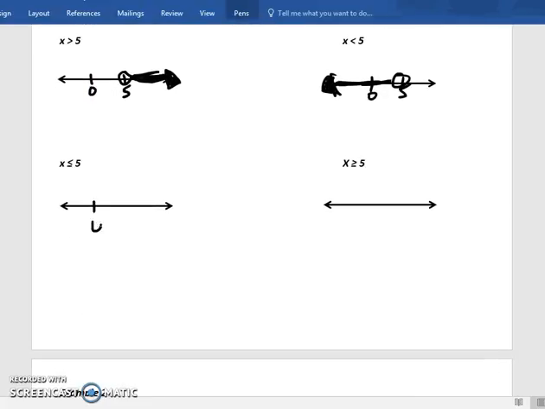Okay, so again, or equal to. So this time we can be on the 5, so that's why I'm shading the dot, because we can actually land on the 5. The numbers are less than, so we're going to the left. That's there. And then x is greater than or equal to 5.